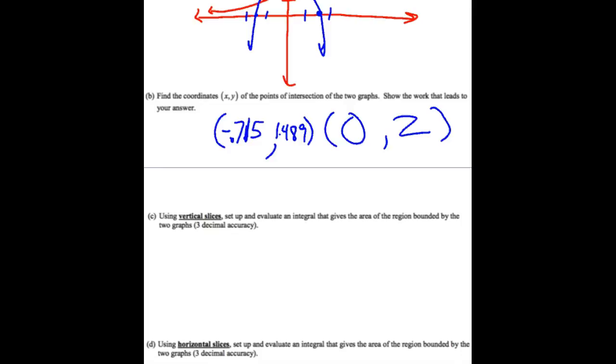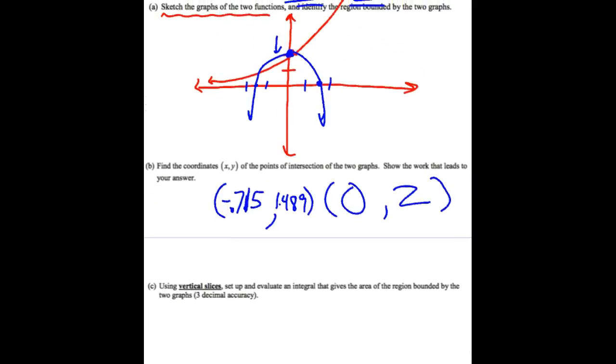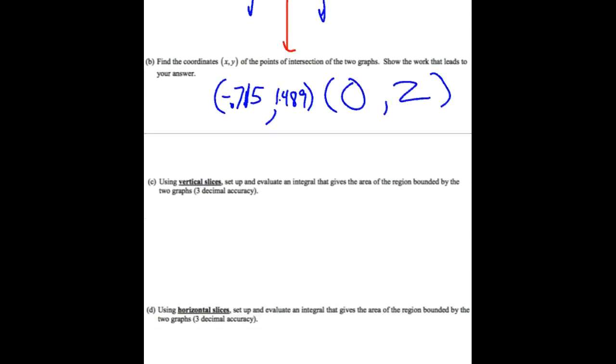Now it says using vertical slices, which, by the way, which method would you choose on this one, vertical or horizontal? Vertical for sure. They're both solved for y, and when I color in here, there's no even function. Top function's blue the whole ride. So that's an easy one to do vertically. We're going to go from left to right, coloring vertically.